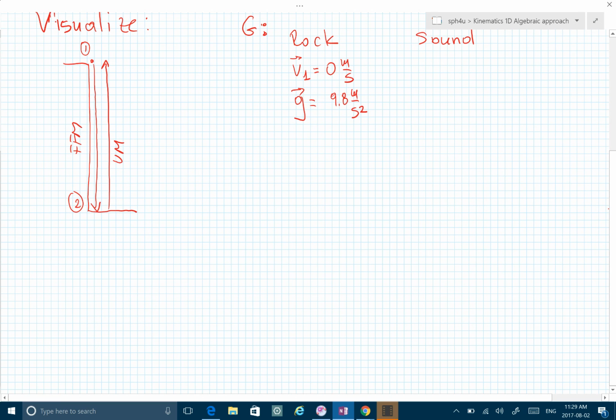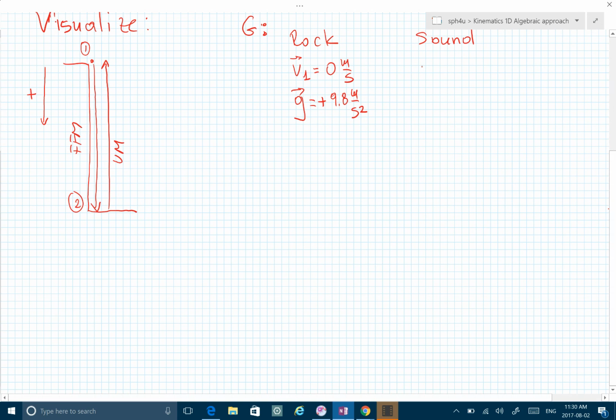Now we have to make a choice, positive or negative. Since the rock is moving only down, we can choose down to be positive, which means it's plus 9.8 meters per second squared. And that's all we know, only two things about the free falling motion. Remember what I said about uniformly accelerated motion, of which free falling motion is one: you have to know at least three things to be able to solve it.